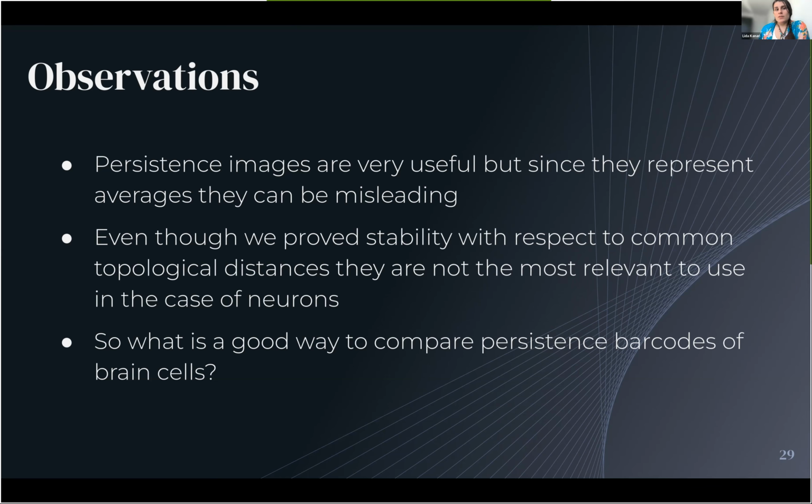So some general observations: persistence images have been very useful to represent biological data, but they're averages. So I'll show you an example of how these can be misleading. And even though we have proved stability of the topological descriptor with respect to common topological distances, they might not be the most relevant distances to use in the case of neurons. So what would be a good way to compare barcodes of brain cells?